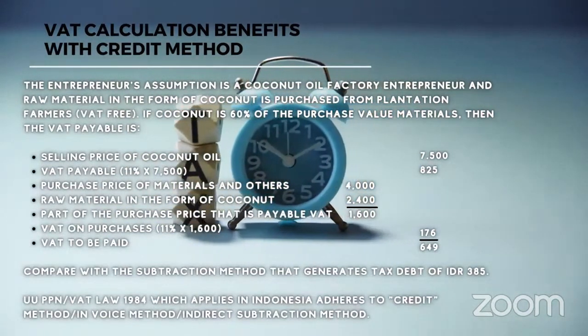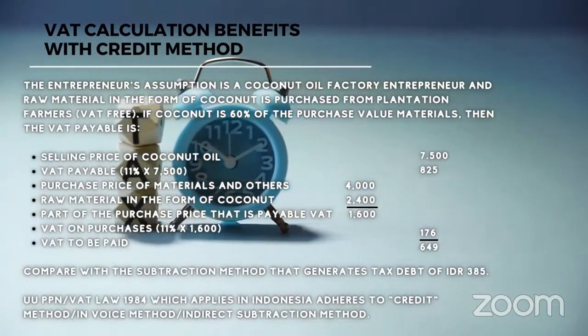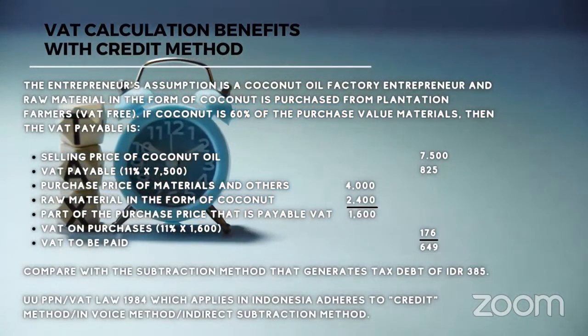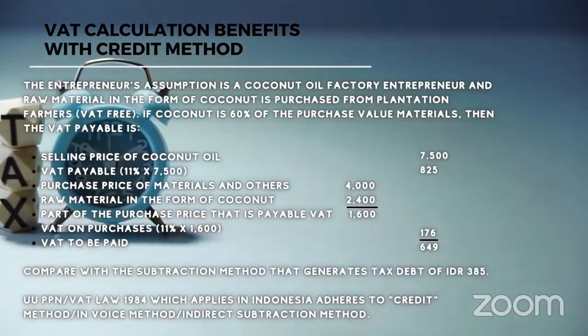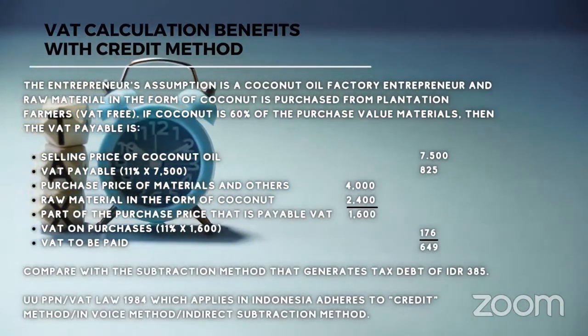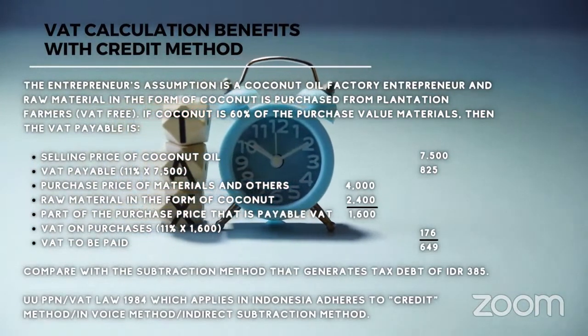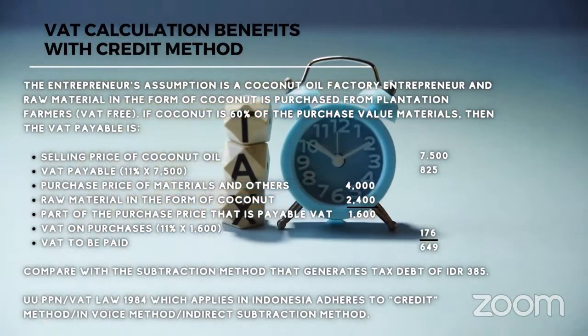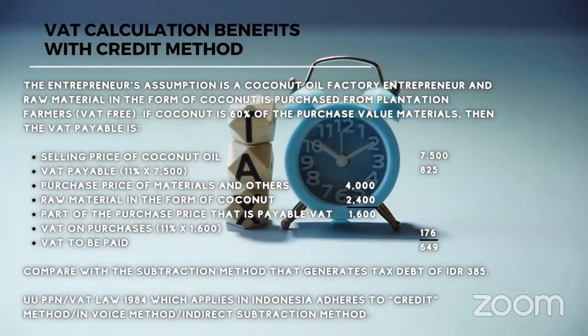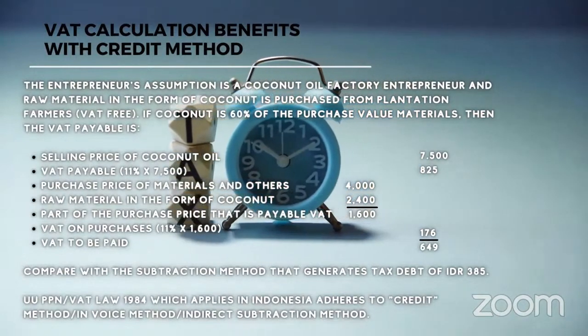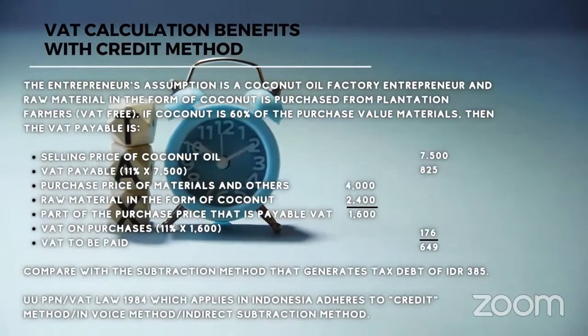We can compare with the subtraction method that generates tax debt of 385 rupiah. The UU PPN or VAT Law of 1984, which applies in Indonesia, adopts the credit method, invoice method, and indirect subtraction method.